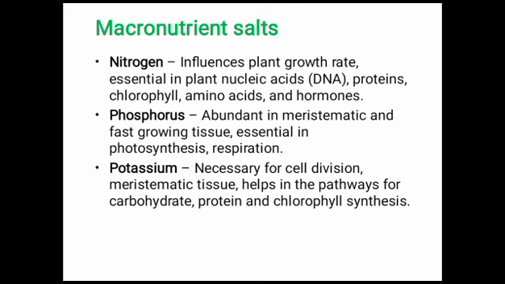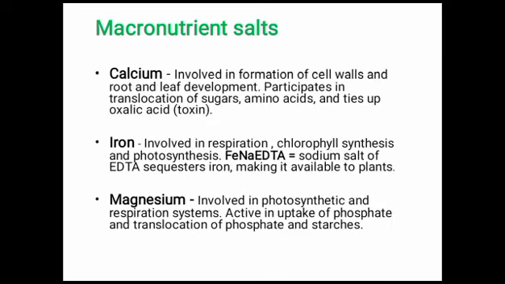What is the role of nitrogen in the nutrient media? It influences the plant growth rate and is essential in plant nucleic acids for DNA, proteins, chlorophylls, amino acids and hormones. Phosphorus is abundant in meristematic and fast-growing tissue, and is essential in photosynthesis and respiration. Potassium is necessary for cell division in meristematic tissue and helps in the pathways for carbohydrate, protein and chlorophyll synthesis. Next, calcium.